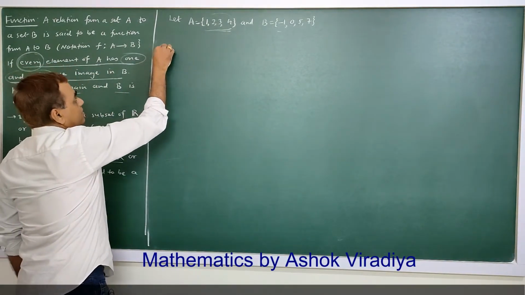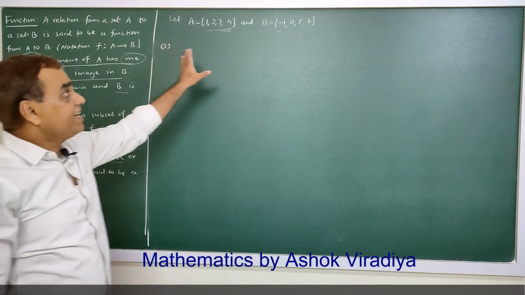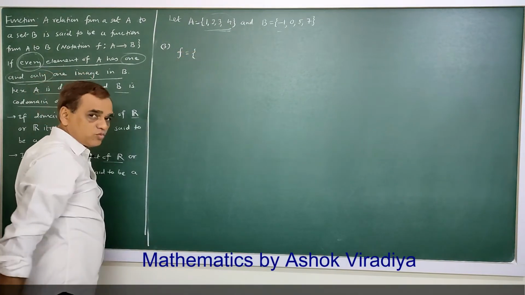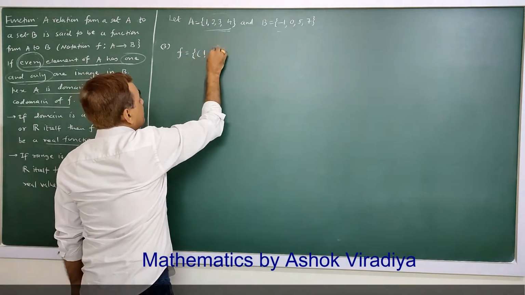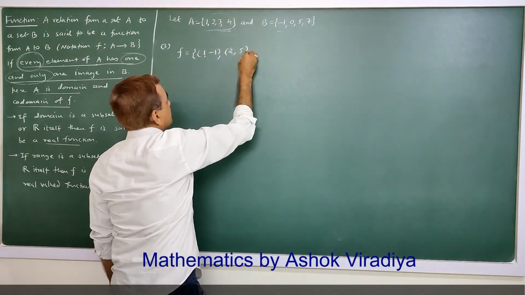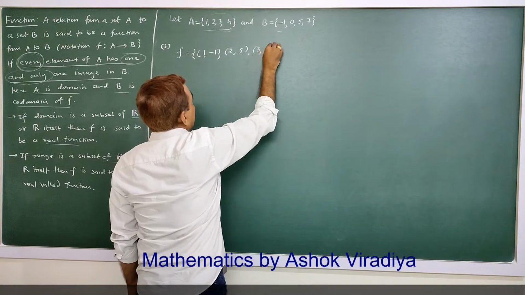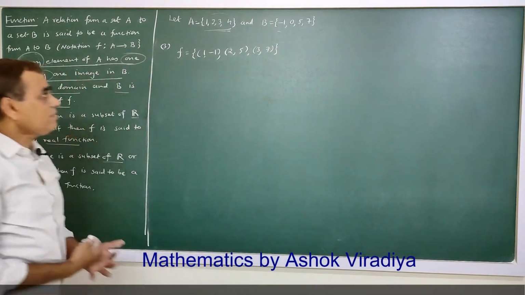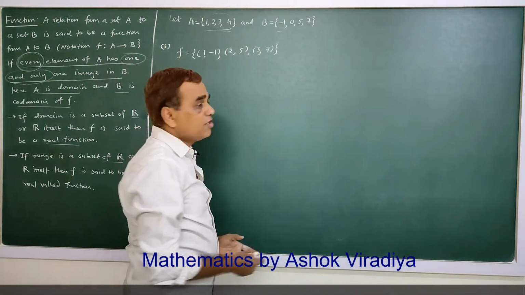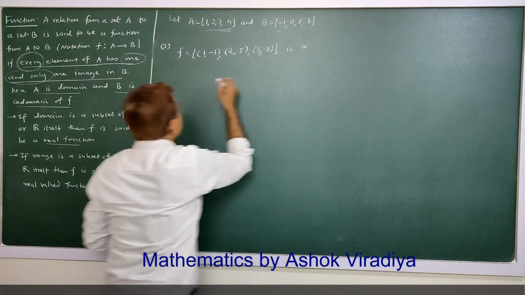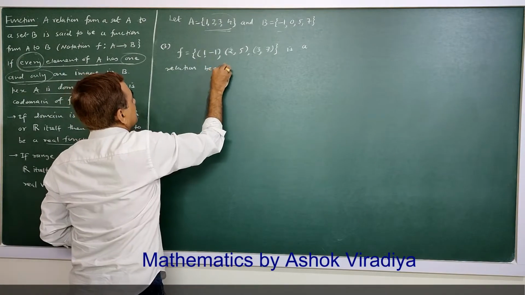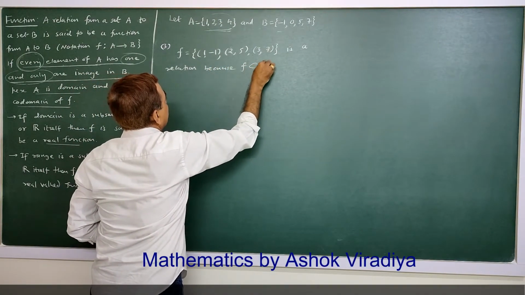Third example, we are discussing the same sets A and B. Suppose I am taking a relation f, which contains (1, -1), (2, 5), (3, 7). This is a subset of A cross B. So it is a relation, because f is a subset of A cross B.